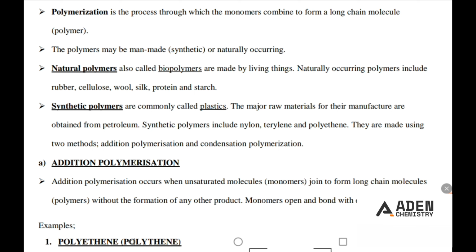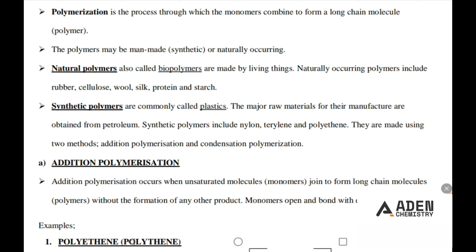Naturally occurring polymers include rubber, cellulose, wool, silk, protein, and starch. Those are examples of natural polymers. Then we have synthetic polymers, which are also called plastics. The major raw materials for their manufacture are obtained from petroleum or from petroleum products.